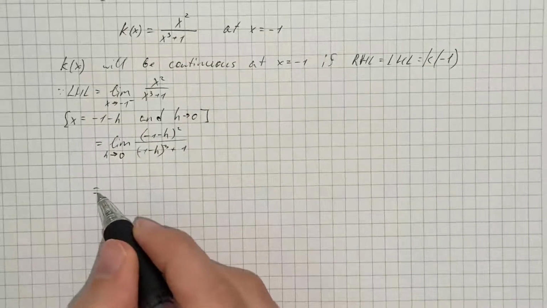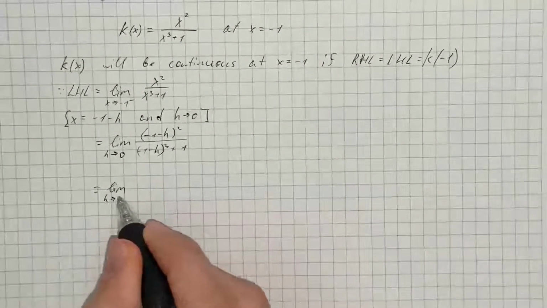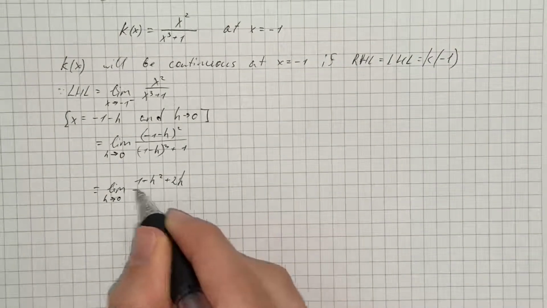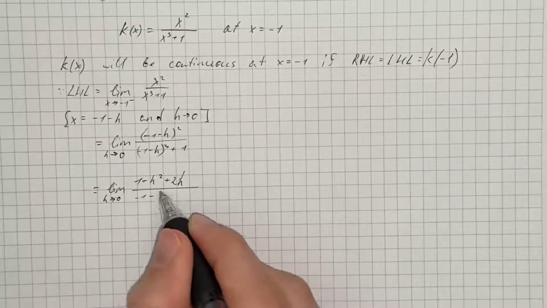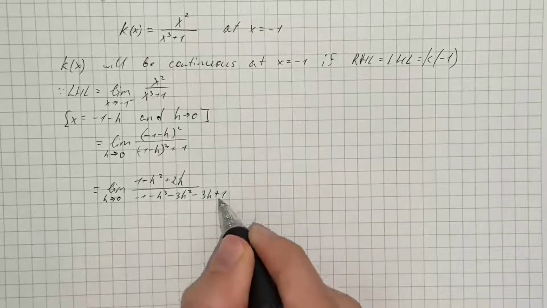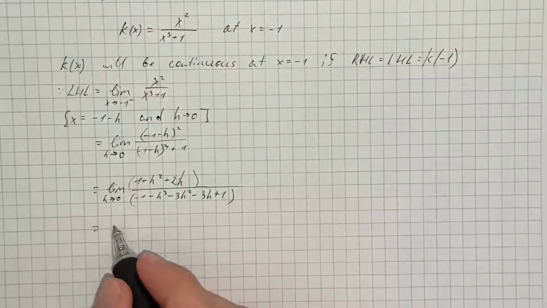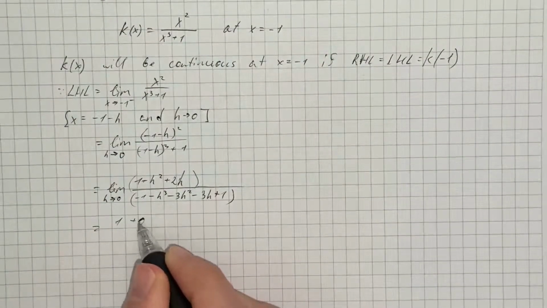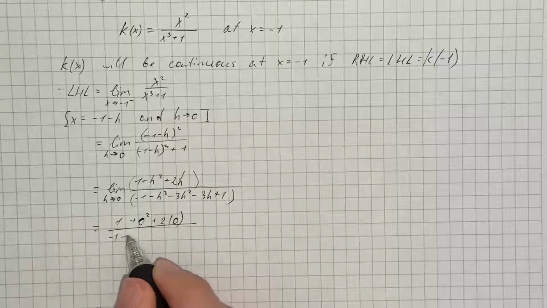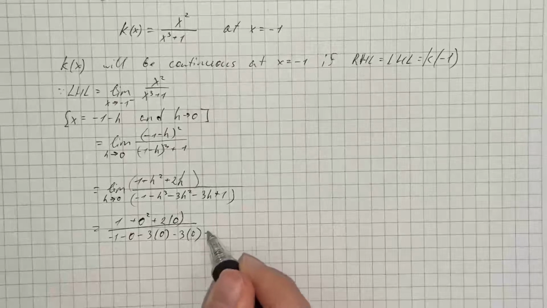So now we expand the brackets and we get the limit as h approaches 0 of 1 plus h squared plus 2h over -1 minus h cubed minus 3h squared minus 3h plus 1. So now we substitute h with 0 and we get 1 plus 0 squared plus 2 times 0 over -1 minus 0 minus 3 times 0 minus 3 times 0 plus 1.